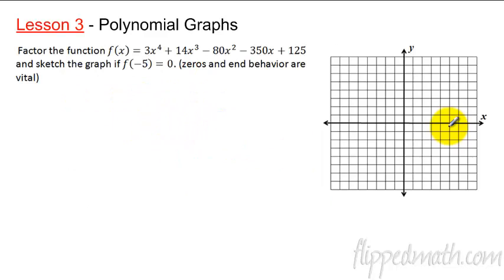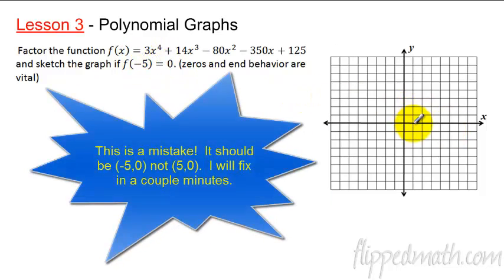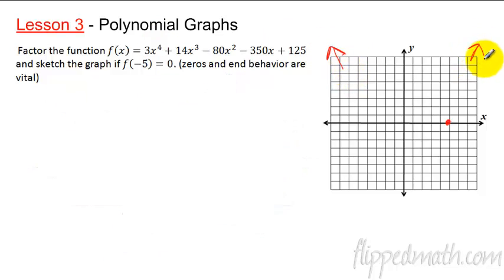And then our last example, we're going to sketch a graph of this. We have negative 5, 0. So 1, 2, 3, 4, 5. Negative 5, 0 right there. And we know the ends are going up, so it's going up on this side. I like to sketch that part first. We know it's going up on this side because the degree is even and the leading coefficient is positive. So it's got to be going up and up.